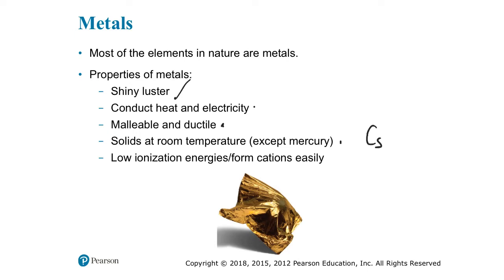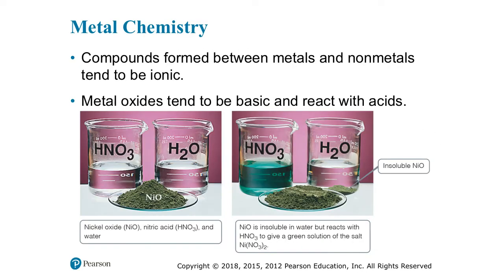Interestingly, cesium's almost a liquid at room temperature. Cesium's melting point is about 28 degrees C. So if room temperature was a little bit warmer, it would go ahead and melt and exist as a liquid. So the metals generally have low ionization energies. They form cations more easily. Since they have these low ionization energies, it's easier to remove electrons from the metallic elements.